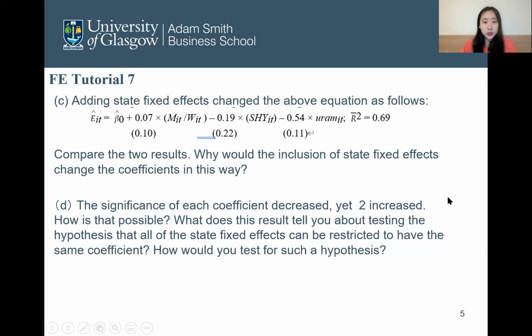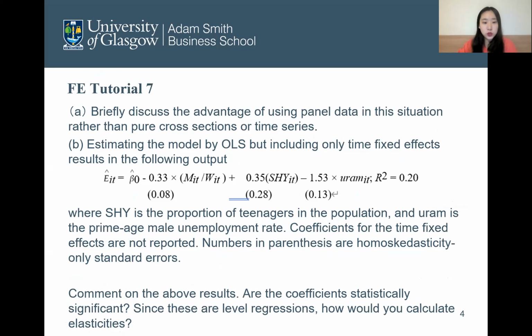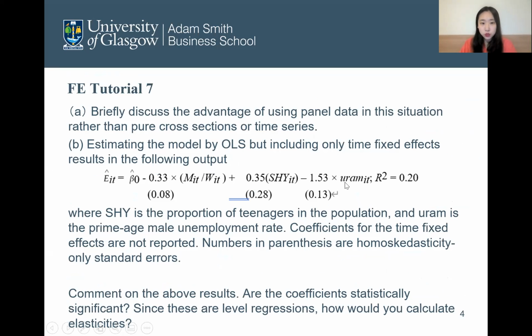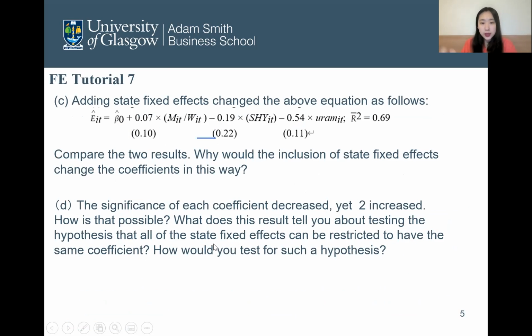And then let's go back to question C and question D. Also question C, right? But pay attention: when we discussed question B, it was only time fixed effects. We only assumed time fixed effects, and we were not considering the state. But from now on, from question C, we add state fixed effects. So here we just modify the equation like that. Compared with the original one, which had only time fixed effects, now we also have state fixed effects.